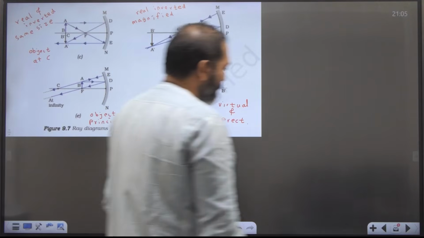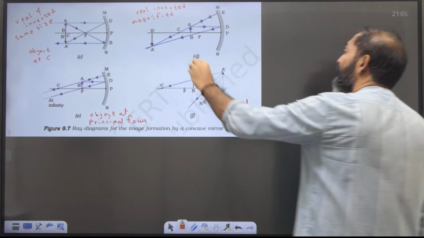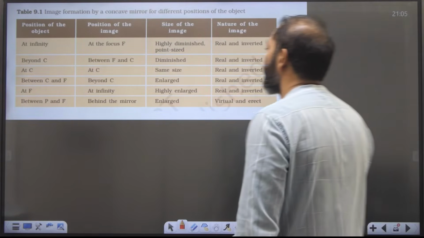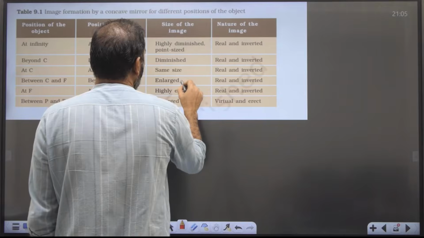Now, next case, real inverted. What is the size? Enlarged or magnified. Magnified and enlarged both are same. Enlarged or magnified.